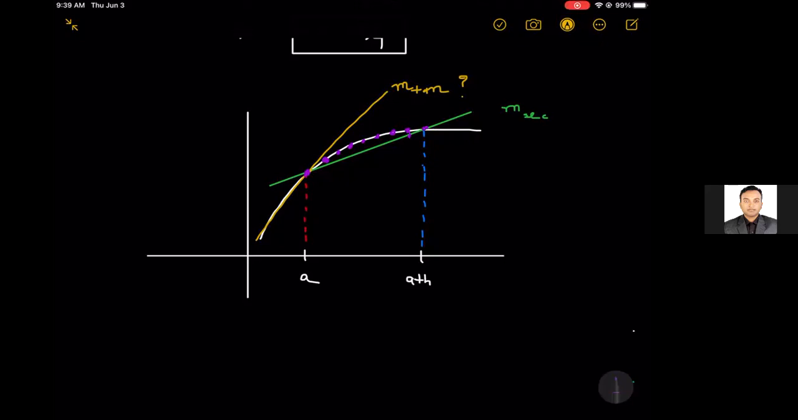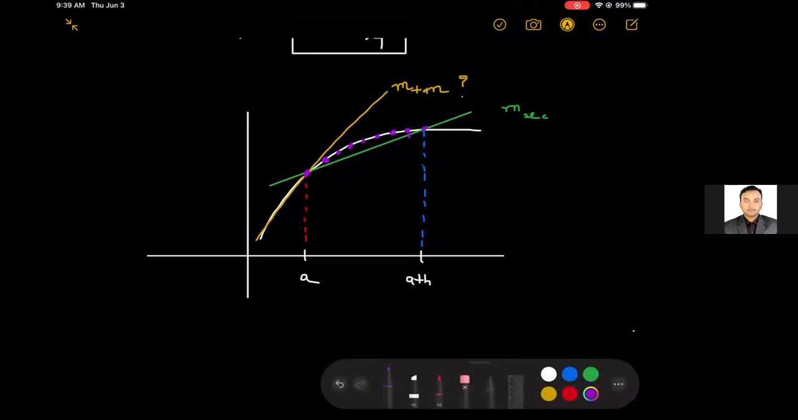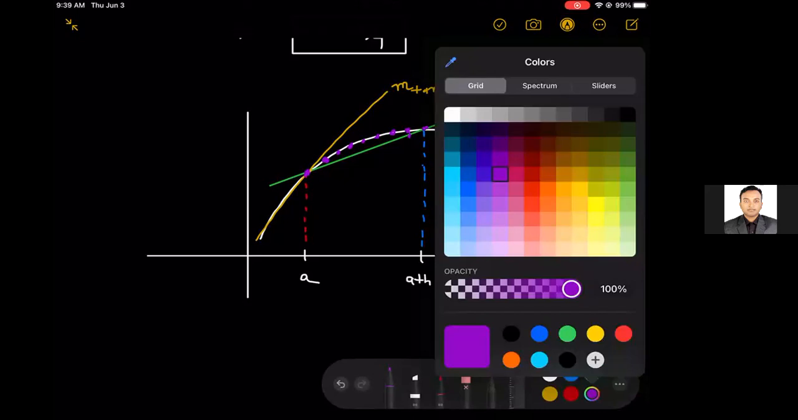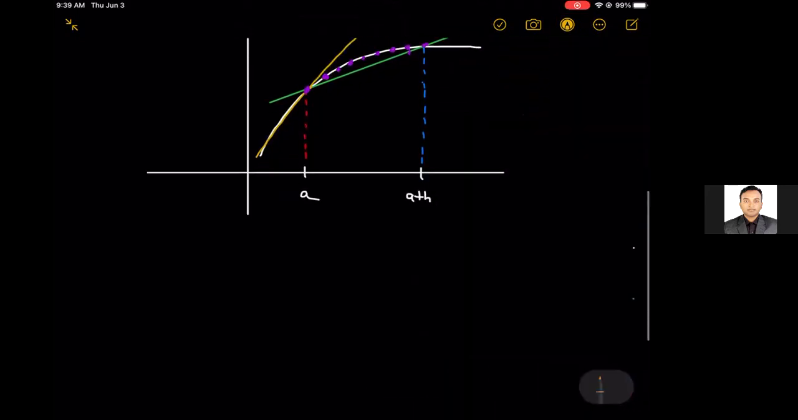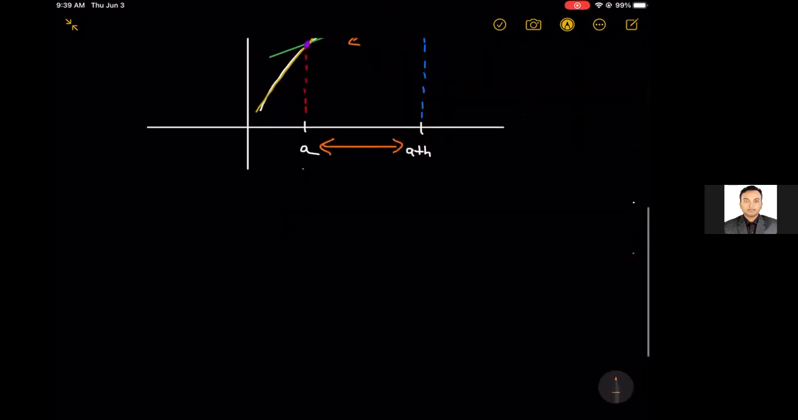Okay, and for that, what else do we need? We need this to be really, really close as well, right? Since the graph is moving this way, it's getting closer and closer to this point. These 2 points have to be closer to each other as well. So here we have moved from A to A plus H. If it goes really close to each other, can you imagine what can happen?